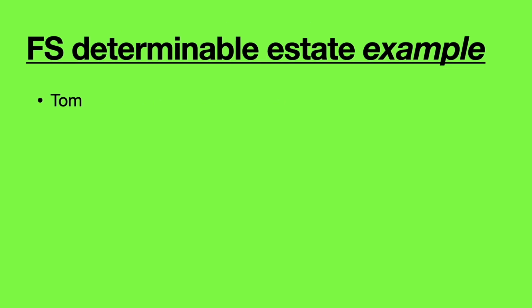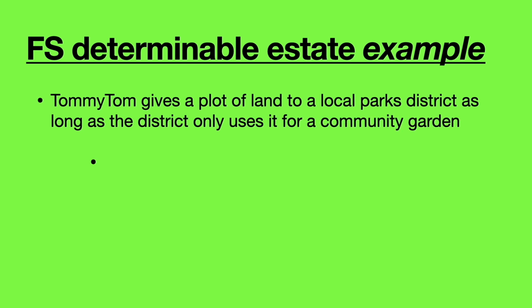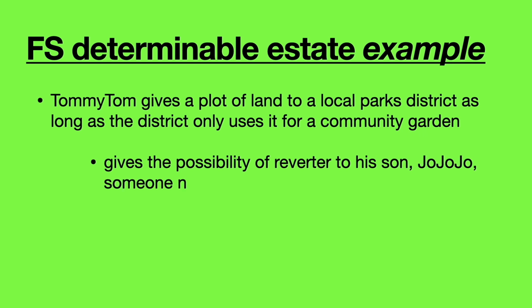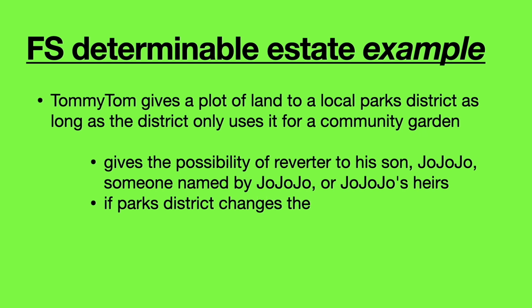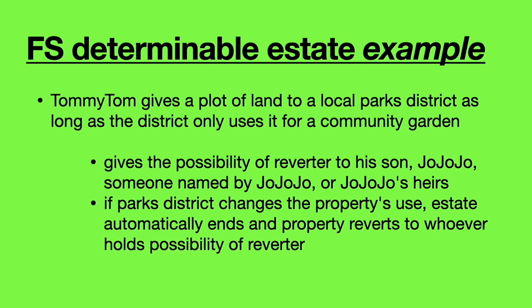For example, Tommy Tom gives a plot of land to a local parks district as long as the district only uses it for a community garden. Go Tommy Tom. He gives the possibility of reverter to his son, Jojo Joe, someone named by Jojo Joe, or Jojo Joe's heirs. If the parks district changes the property's use, the estate automatically ends, and the property reverts to whoever holds the possibility of reverter. In this case, Jojo Joe, someone named by Jojo Joe, or Jojo Joe's heirs.